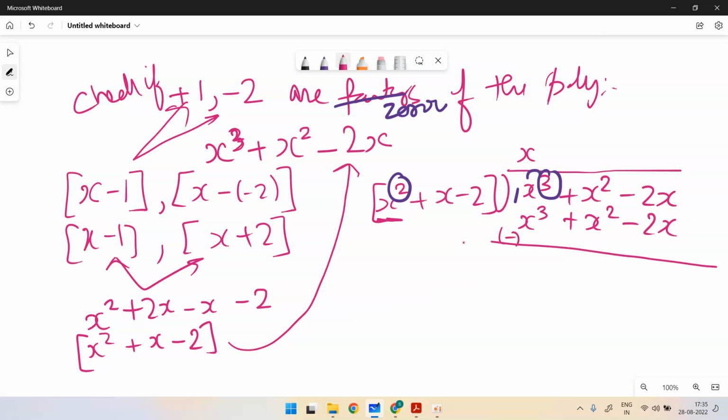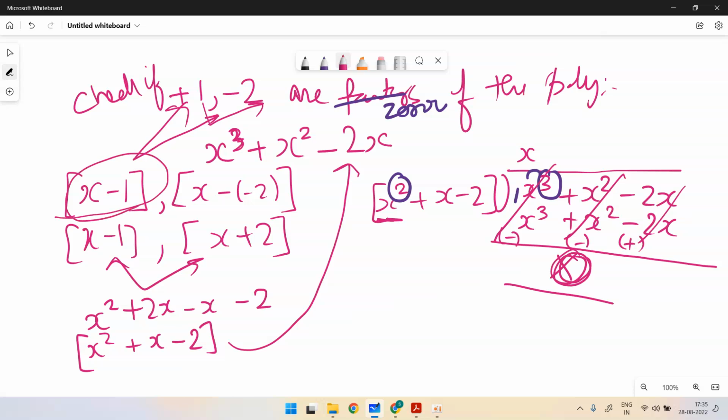If you subtract, this minus this is 0, this minus this is 0, and the remainder is 0. So since the remainder is 0, it implies that x plus 1 and x minus 2 are factors. Individually you can also check. You can divide by x minus 2 and then by x plus 2, and for every division you will get the value 0.